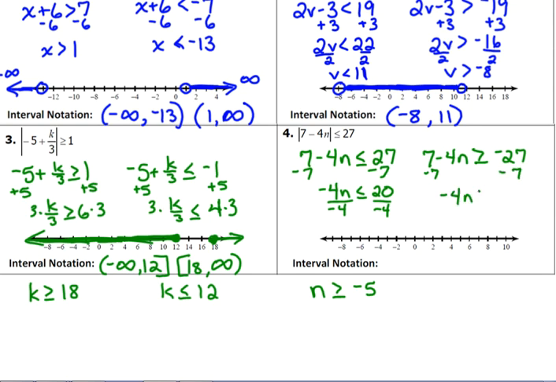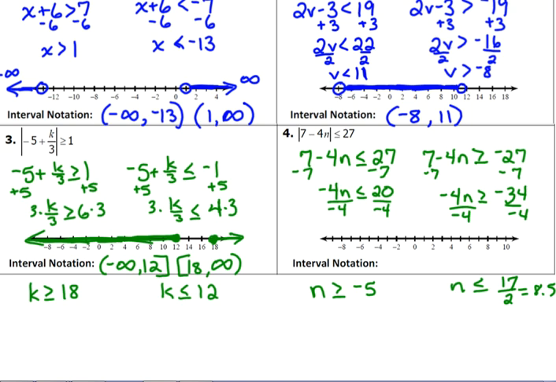Subtract 7 from both sides. We get negative 34. Divide both sides by negative 4. We divide by a negative again, so we flip it. Negative divided by negative is a positive. 34 divided by 4 does not go evenly. That's 17 over 2, which is 8.5. The decimal's more useful to us since we are graphing on a number line.